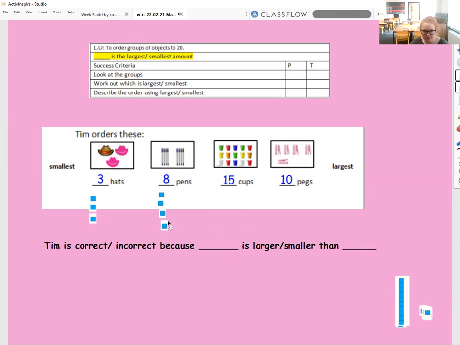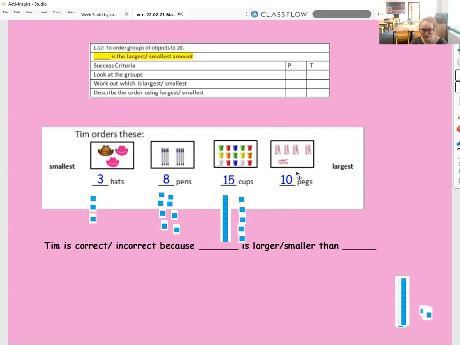3, 4, 5, 6, 7, 8. Fantastic. 15. How many tens are there in 15? So in 2-digit numbers, the tens come first. So how many tens are there? There's 1 ten. Fantastic. And then ones come after my tens. There are 5 ones. 1, 2, 3, 4, 5 ones.